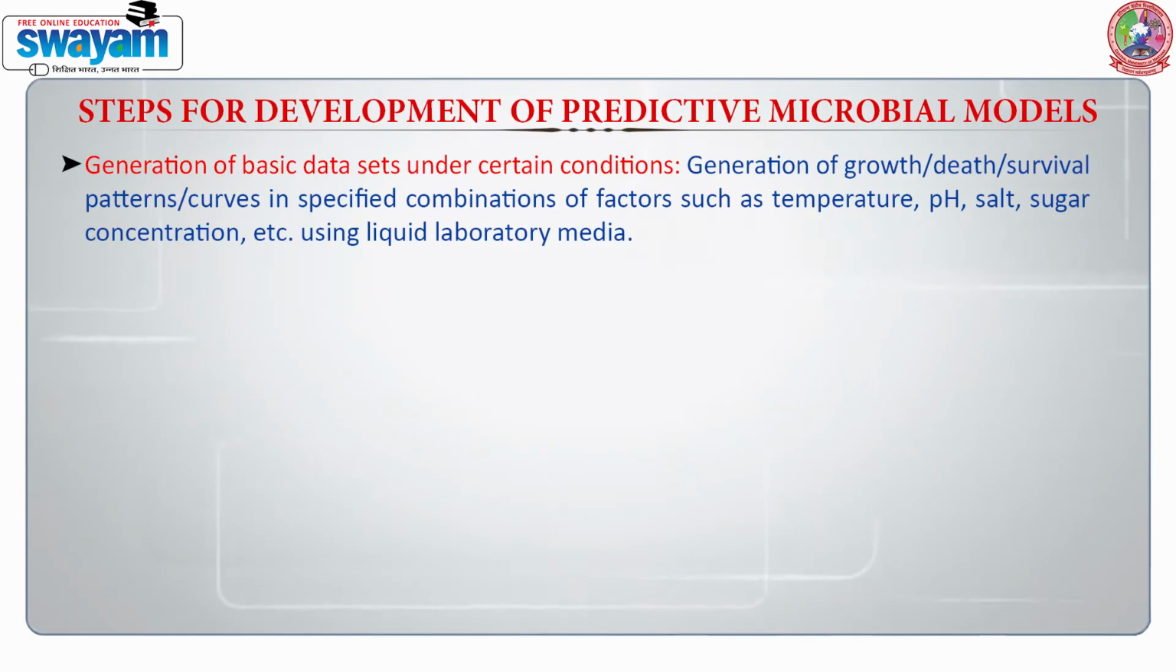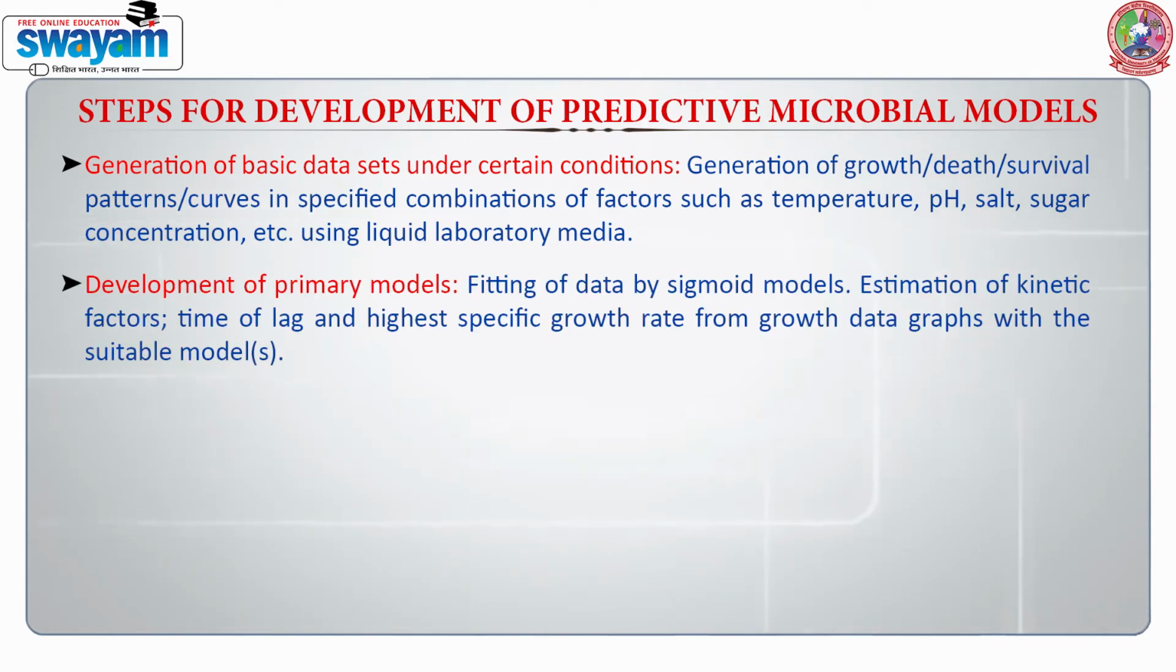Like earlier I have said, the first step is generation of basic data sets under certain conditions. These conditions can be the growth conditions, the survival patterns, or the curves in specified combination of factors such as temperature, pH, salt, sugar concentration. Most of this information is collected using liquid laboratory media and running the experiments in the lab. Then we go in for the development of primary models.